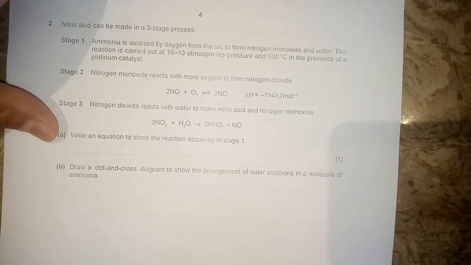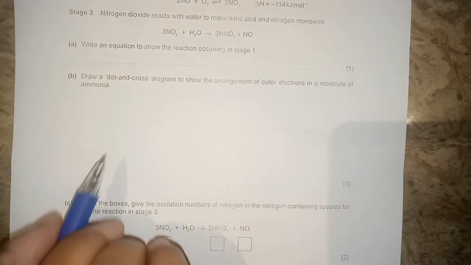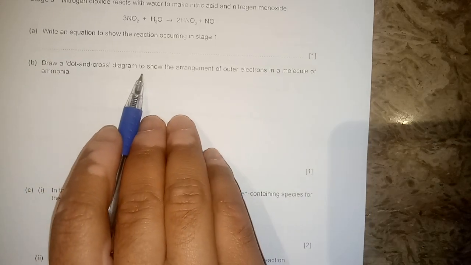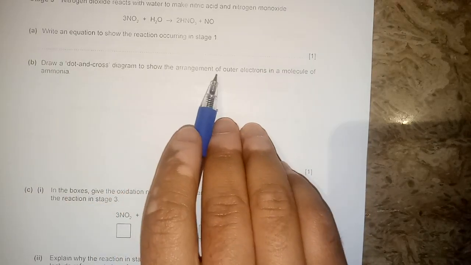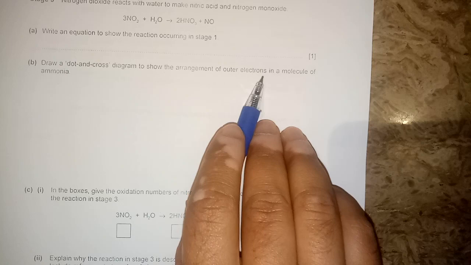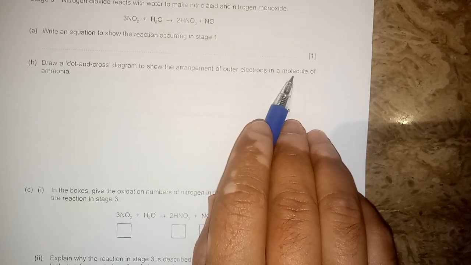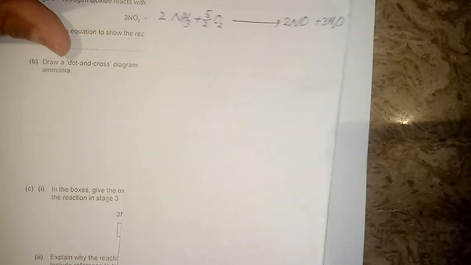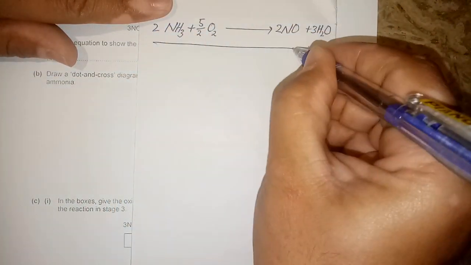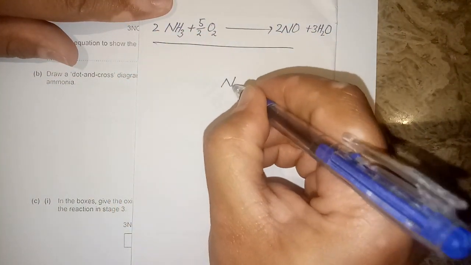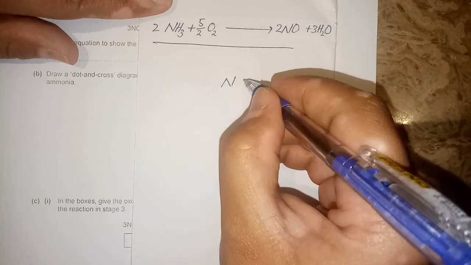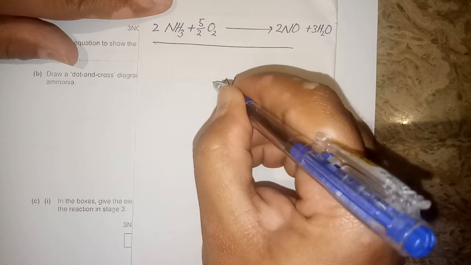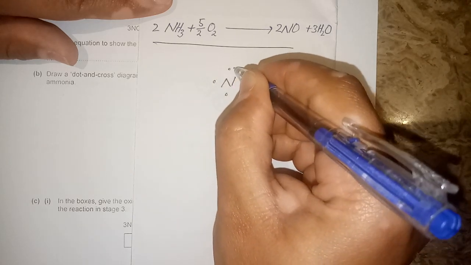Okay, in the next B part of the same question, draw a dot and cross diagram to show the arrangement of outer electrons in a molecule of ammonia. So we have to remember nitrogen is in the 5th group of the periodic table and has 5 electrons in its last shell: 1, 2, 3, and the 2 electrons are here.